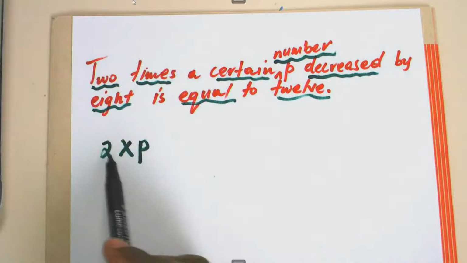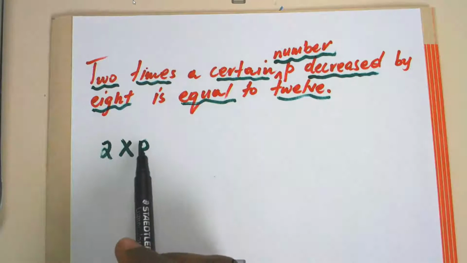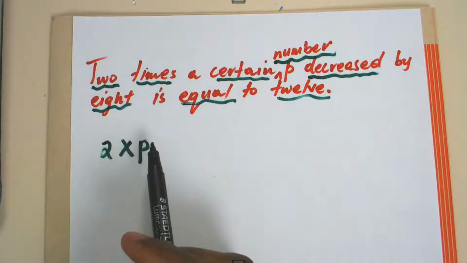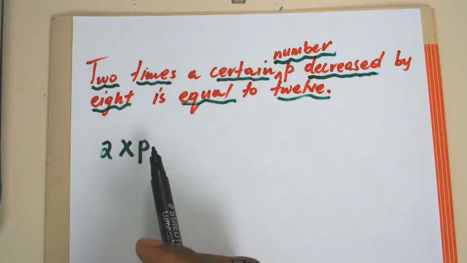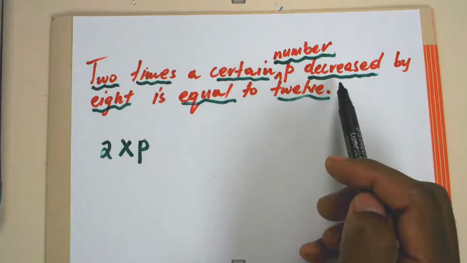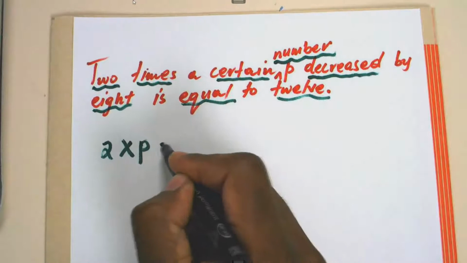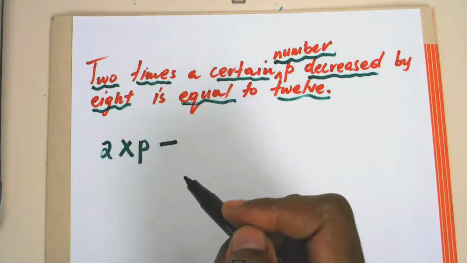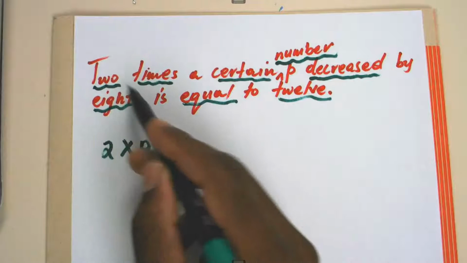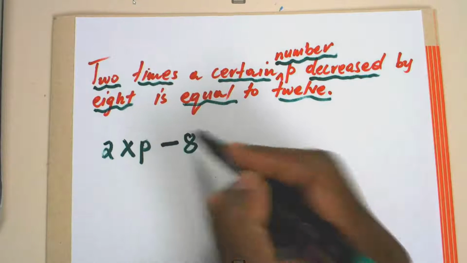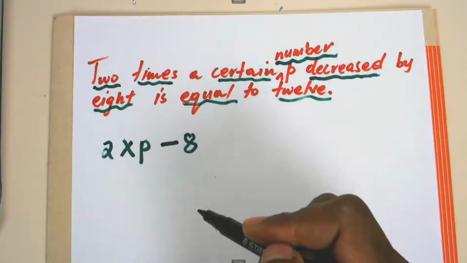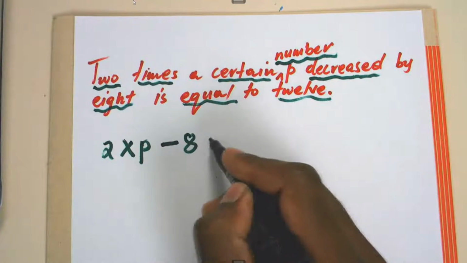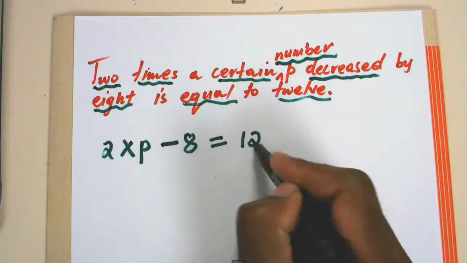That certain number has been given a variable, which is what? P in this case. So I'm no longer having to say my variable will be x, because in this case it has been provided that it is p. Then what else is given to me? They say decreased, meaning that I minus. How much? 8. Then 8, as a number, is equal to 12. So it is equals to 12.